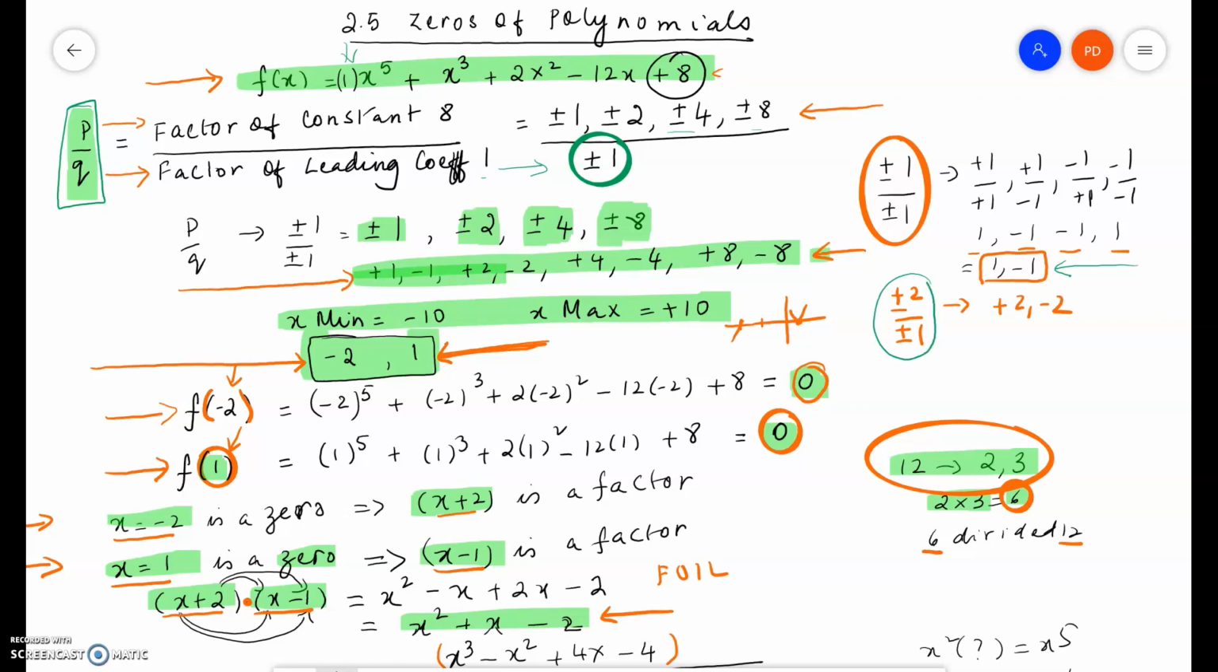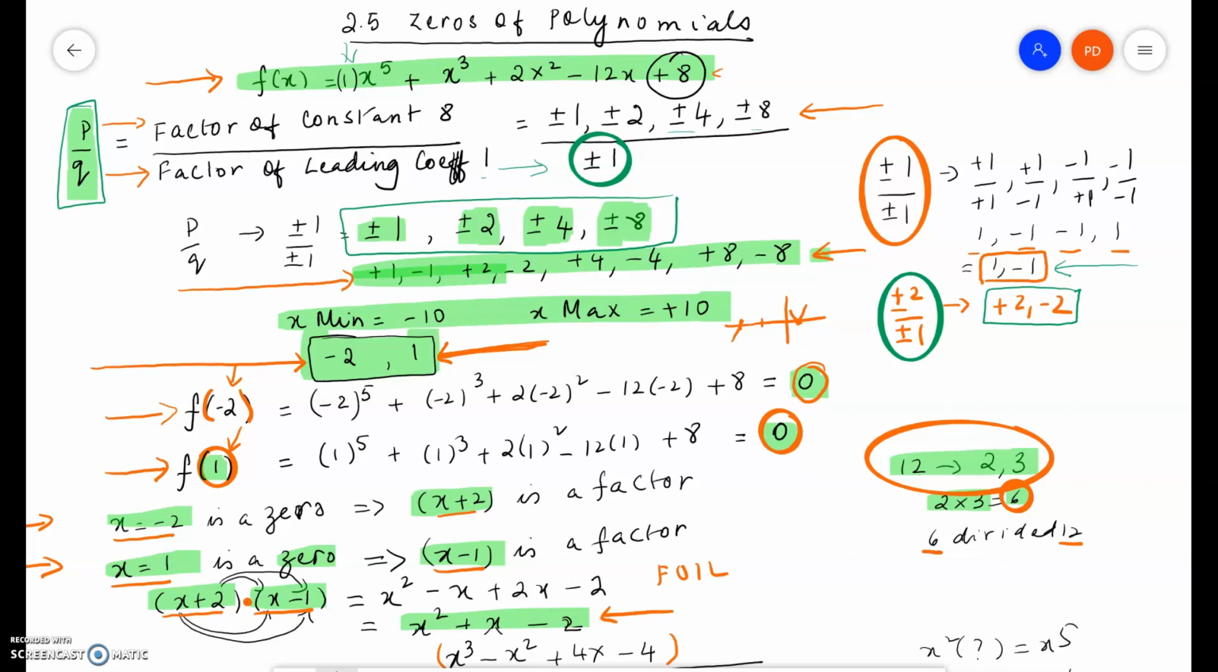We do the exact same thing with plus or minus 2 over plus or minus 1, which gives us two possibilities again, which is positive 2 or negative 2. If we keep going, we can list all possibilities. And there are 8 possible zeros to this polynomial function. So the 8 possible zeros are plus 1, minus 1, plus 2, minus 2, plus 4, minus 4, plus 8, minus 8.